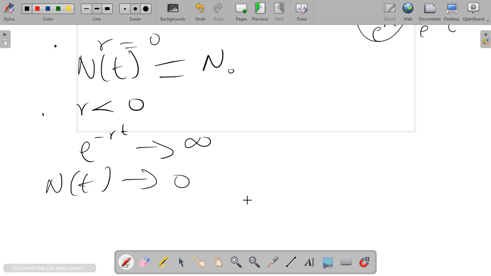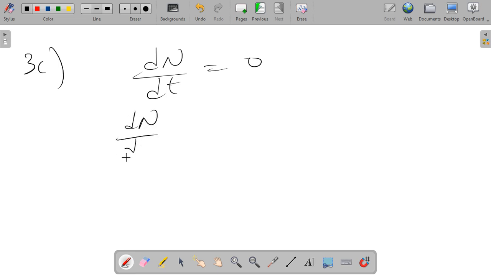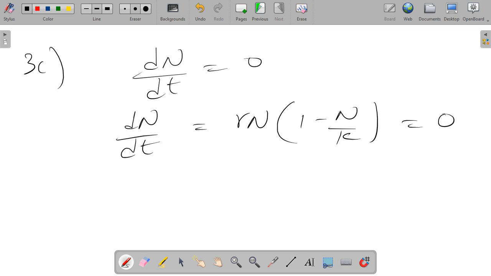Okay, so the next one is now the stability. We are asked to calculate the stability, that is 3c. So to calculate the stability and the equilibrium, first of all you determine the equilibrium, and I told you at equilibrium the dn/dt must be equal to 0. Remember they gave us that dn/dt is equal to Rn in bracket of 1 minus n over k. We are equating it to 0 because we want to get the stability.